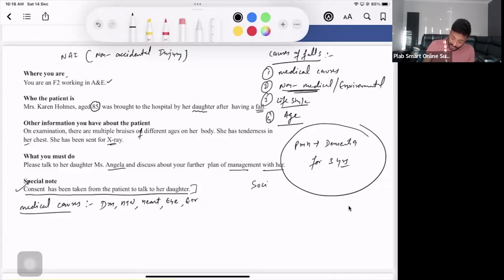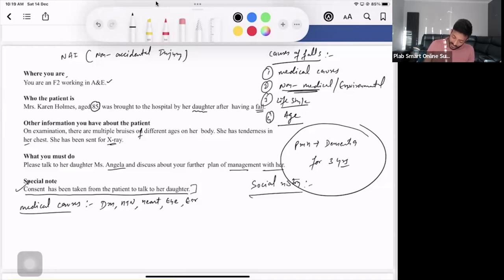Now, what else you need to do? As I said, you need to take social history as well. Who else is there in the family? I know these multiple bruises on the body of different ages are giving me a hint. It could be abuse. It could be non-accidental injury. But who is the responsible person? Maybe the daughter. I'm just assuming. I'm not sure.